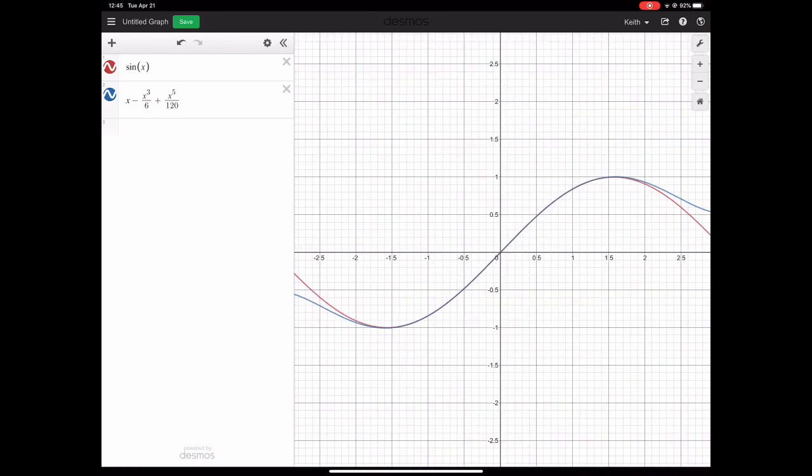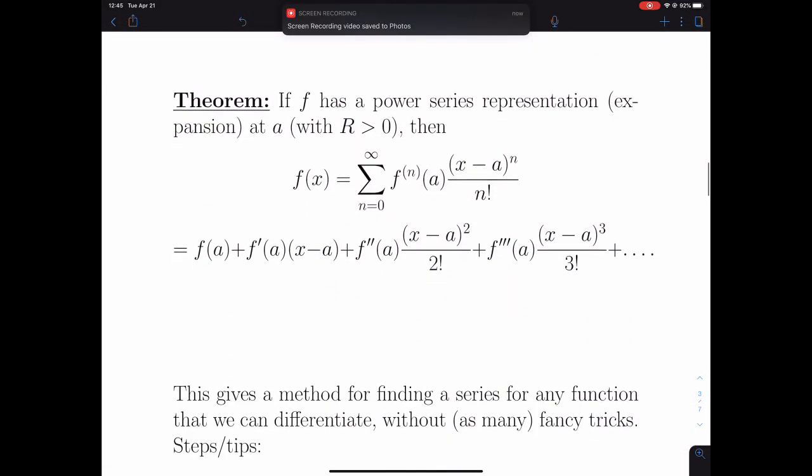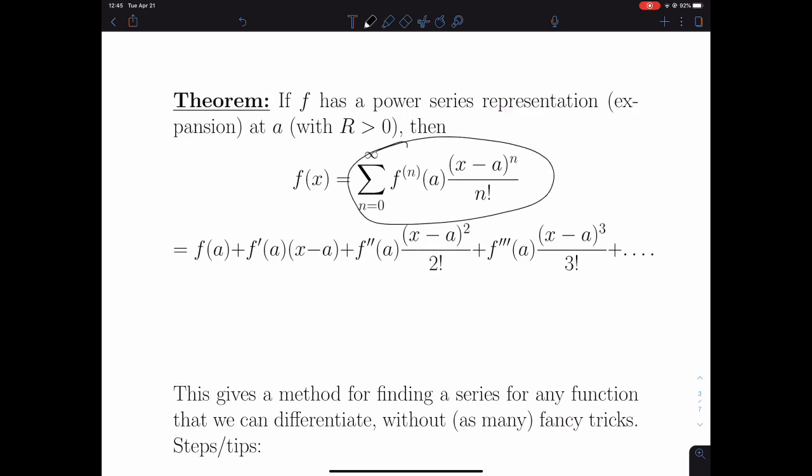And so what I did here is I created a function where the derivatives will match. That's the point. Okay, so here's the theorem. If f has a power series representation with a non-zero radius of convergence, then this is a formula that you need to memorize. So what is this? This is the nth derivative at your center times x minus a to the n over n factorial. And as we were talking about before, this n factorial is there to cancel out what you get from differentiating x minus a to the n. So why is this?